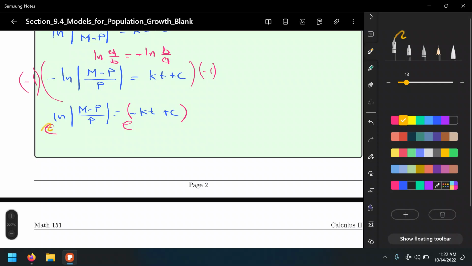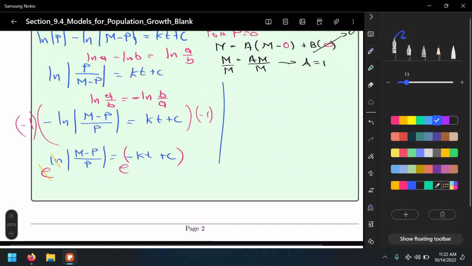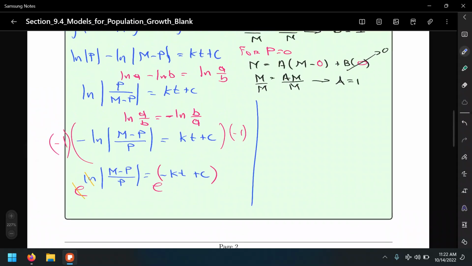Alright, so at this point we may go about the exponentiation on both sides. Number one, on the left hand side we're good to go by canceling the ln with the e. However, be careful on the right hand side, because for a sum or difference of terms, the exponentiation will affect all of the terms. We have done this a few times. Let me continue here. This is the absolute value of (M minus P over P) that equals e to the negative kt.